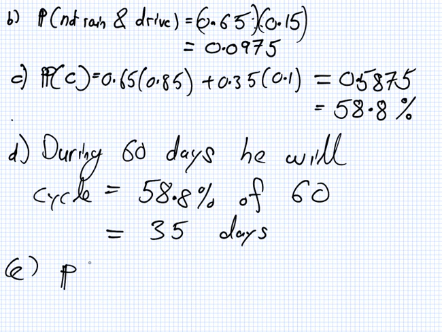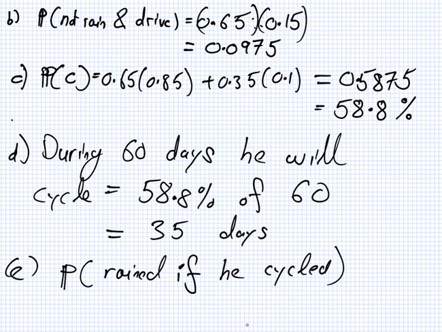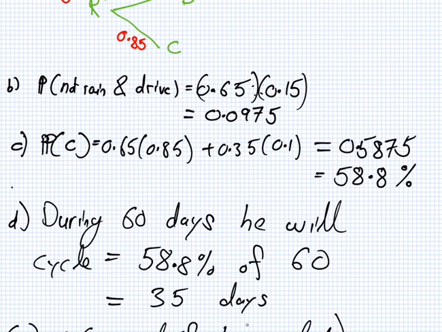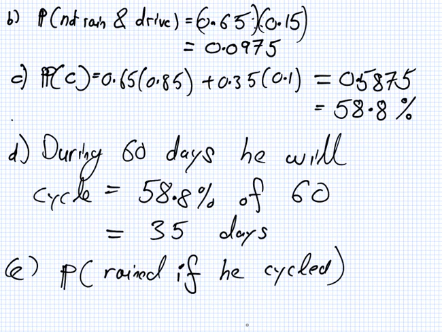What's that? Yeah, 0.5875 multiplied by 60. So it's about, what's it, 36, 37? 35, is it? Is that round up or round down? So round down then, okay. So that's 35 days. So far is this okay? Yeah? Alright. Now the last part.